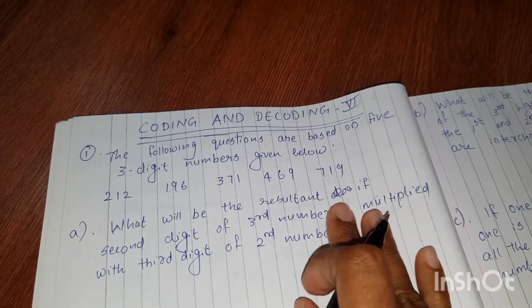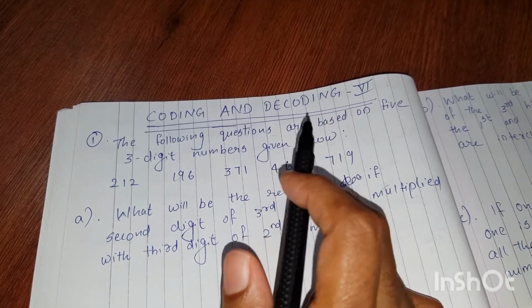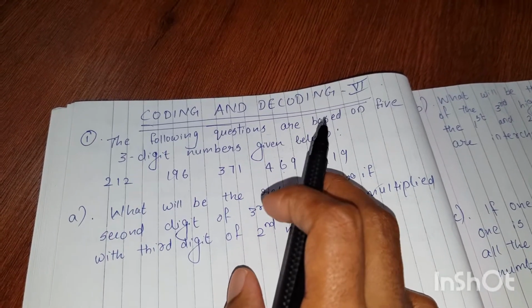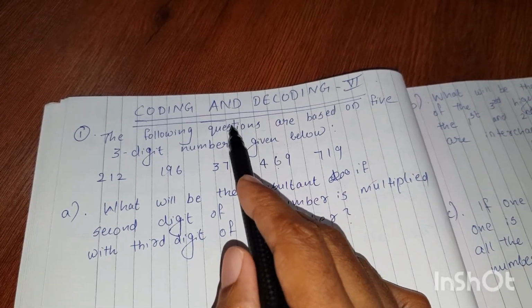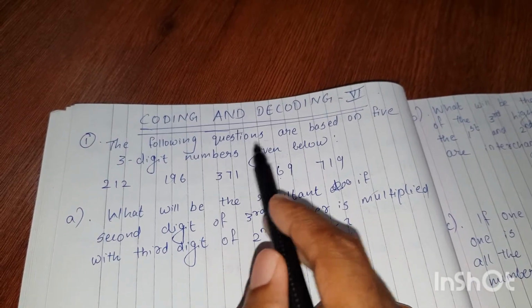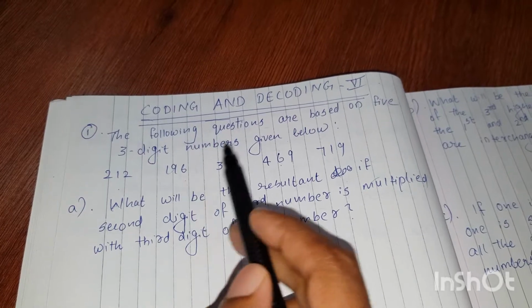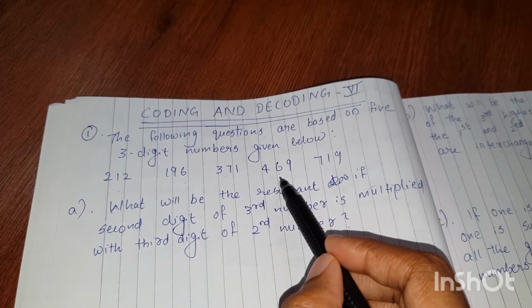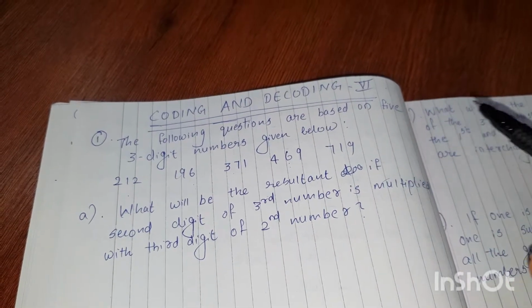In this type of coding and decoding, the questions are based on numbers, especially 3-digit numbers. Now we can go through the question. The first question is, the following questions are based on 5 3-digit numbers given below: 212, 196, 371, 469 and 719. There will be 5 sub questions for that.